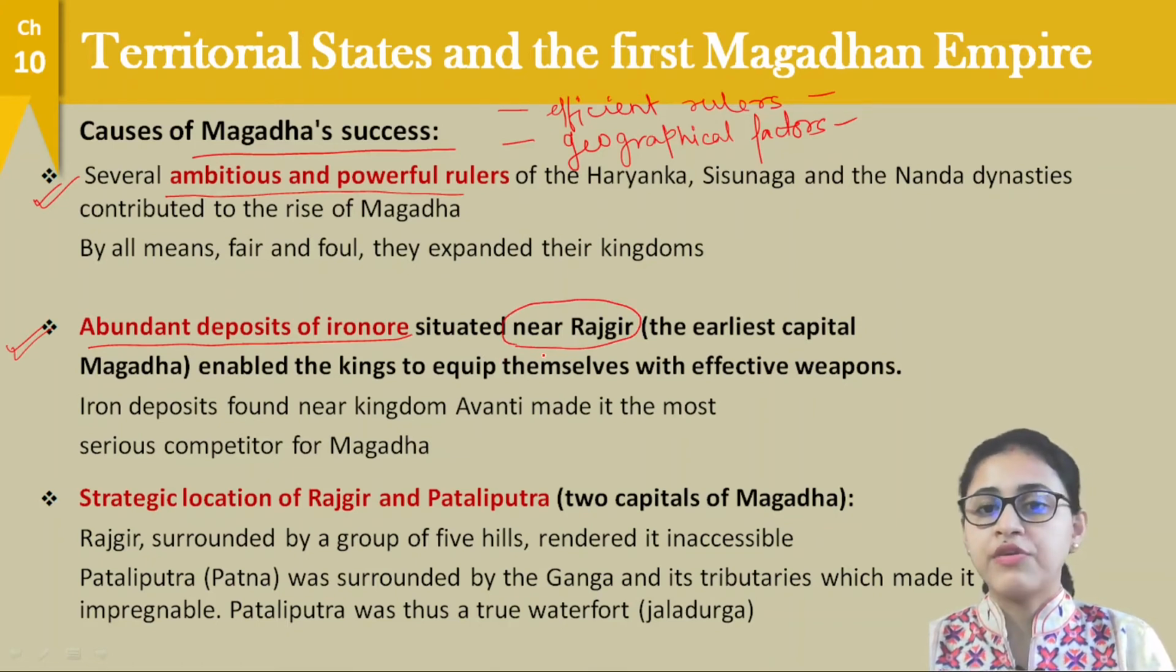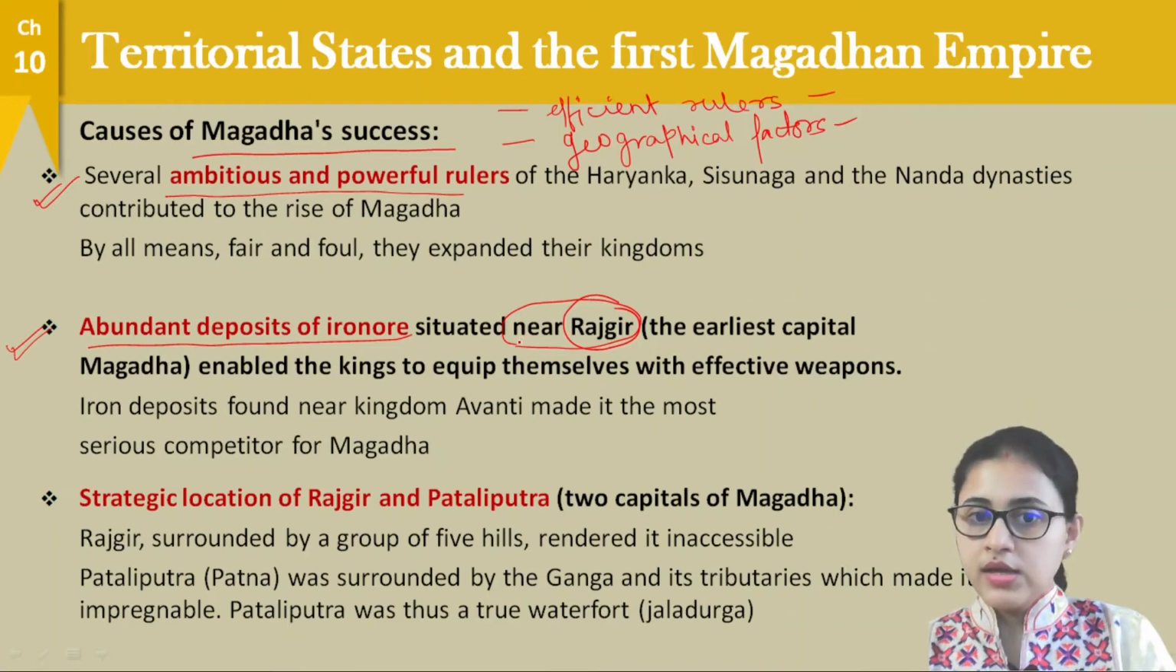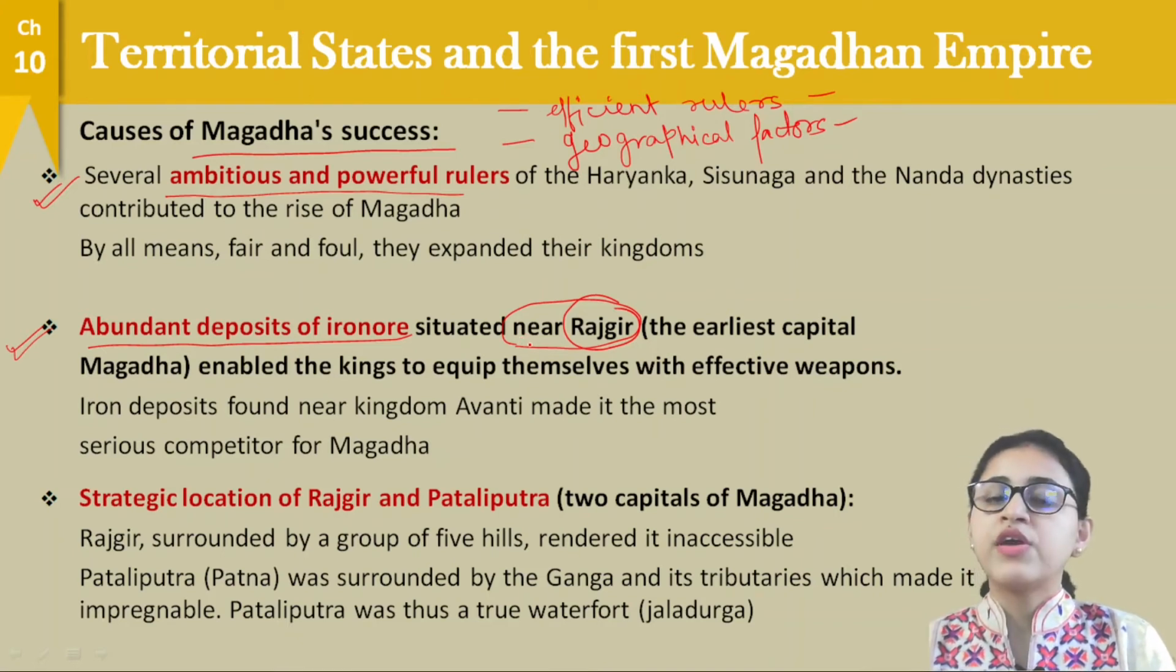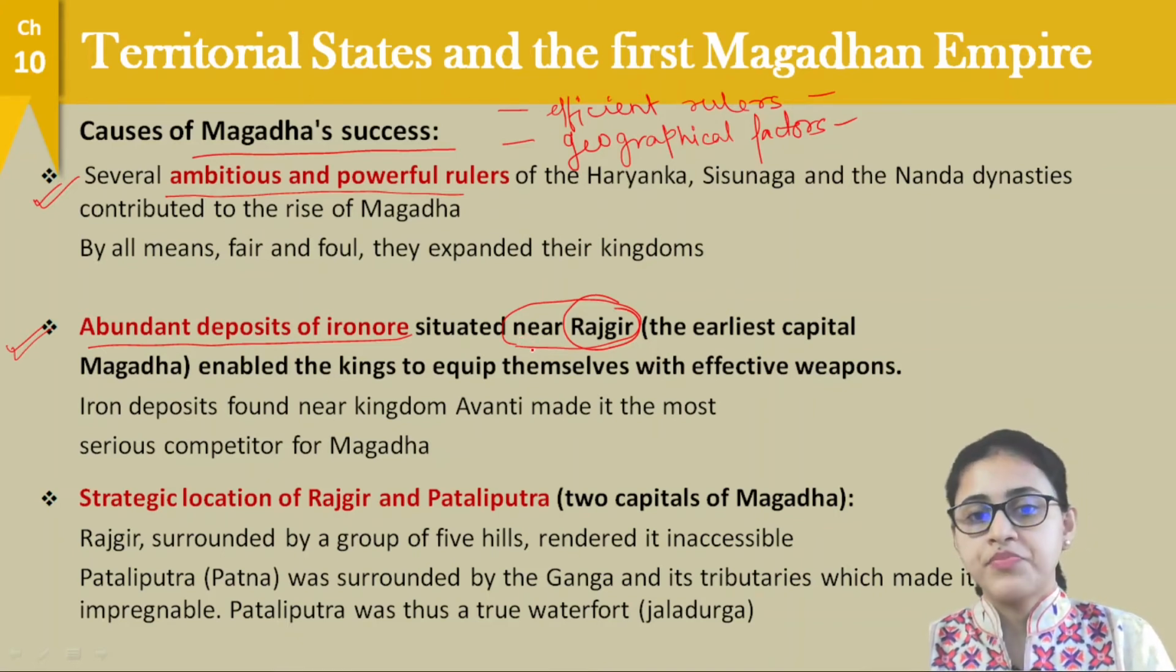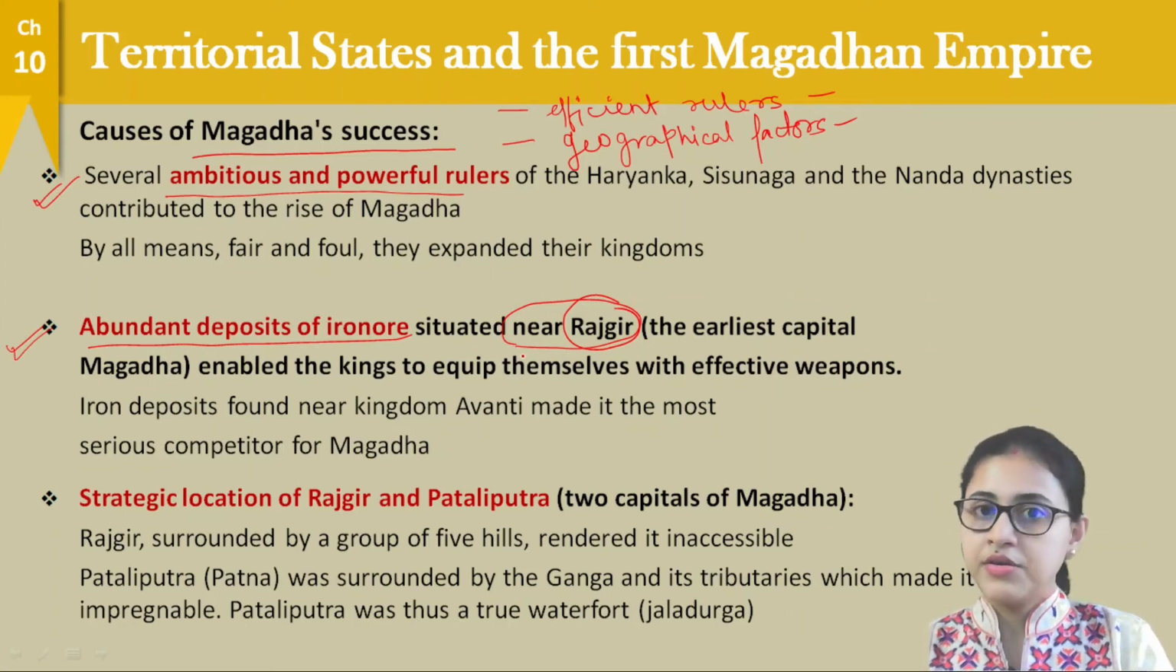Abundant deposits of iron ore near Rajgir. Now Rajgir, if we remember, is the earliest capital of Magadha, right? Since there were abundant deposits of iron ore in Rajgir, the kings could now equip themselves with very effective iron weapons, which helped them in the wars against the other kingdoms, right?